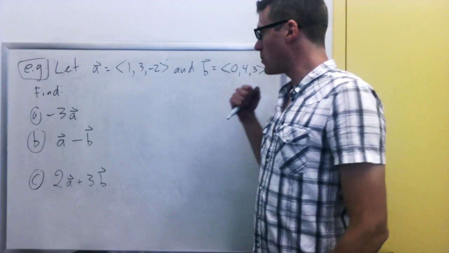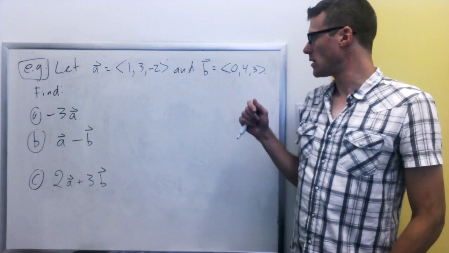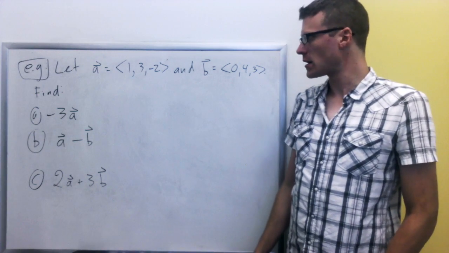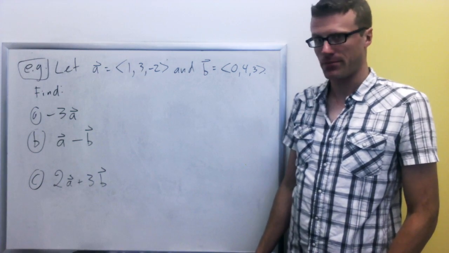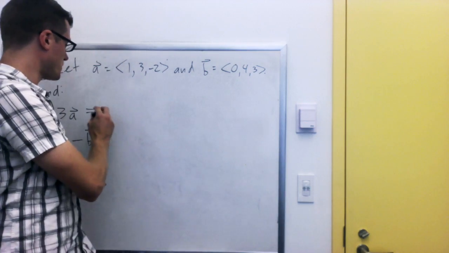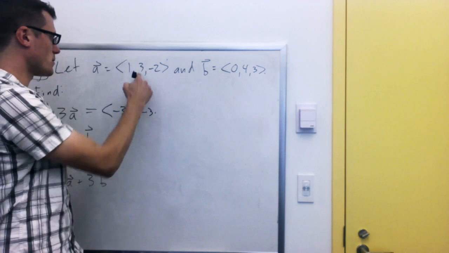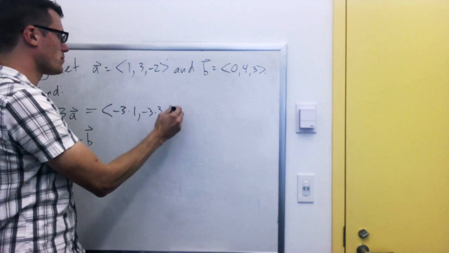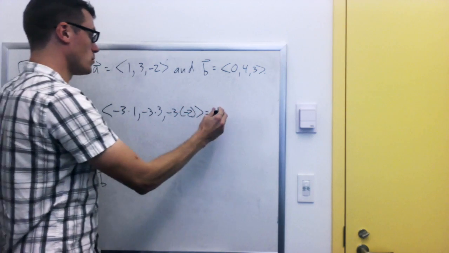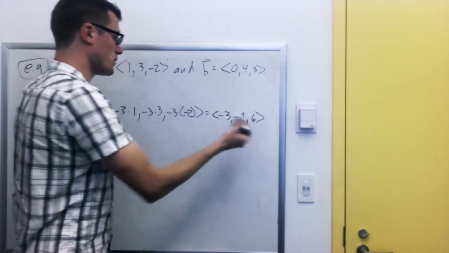Okay, so let's do an example. Let's let A be the vector 1, 3, negative 2, and let B have components 0, 4, and 3. Let's find a couple of different things. So negative 3 times A. Well, negative 3 times A will have components negative 3 times 1, comma negative 3 times 3, comma negative 3 times negative 2. So this works out to negative 3, negative 9, and 6.